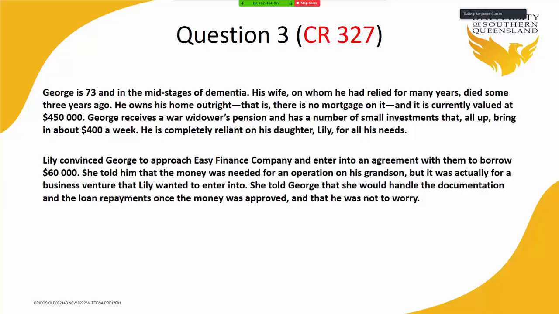Lily convinces him to approach a finance company for an agreement, okay, to borrow $60,000. She tells her father that this money was needed for an operation on his grandson. But it was actually for a business venture that Lily wanted to enter into.